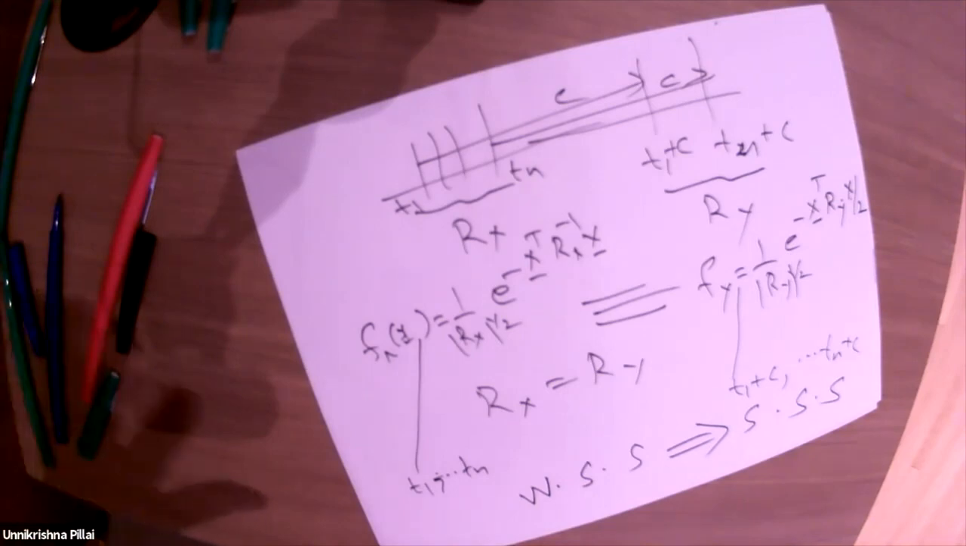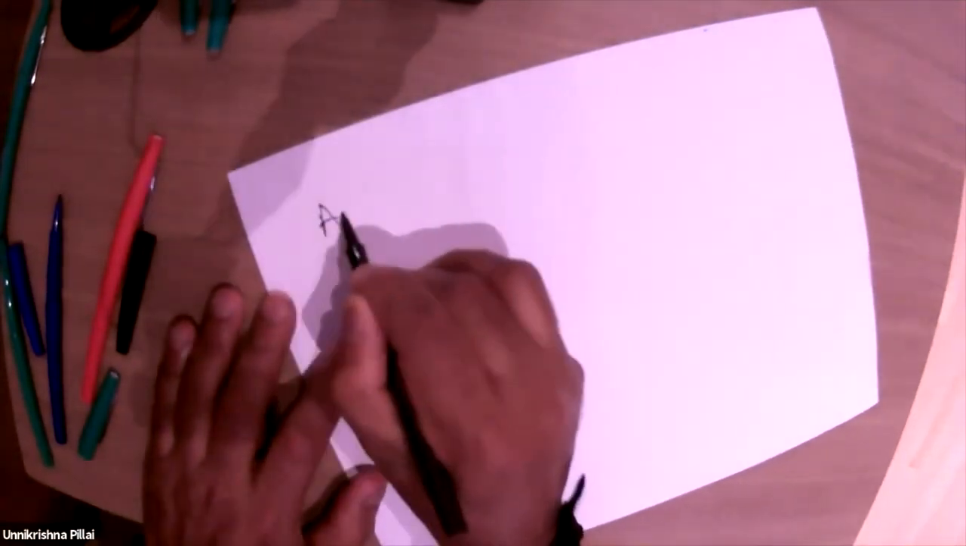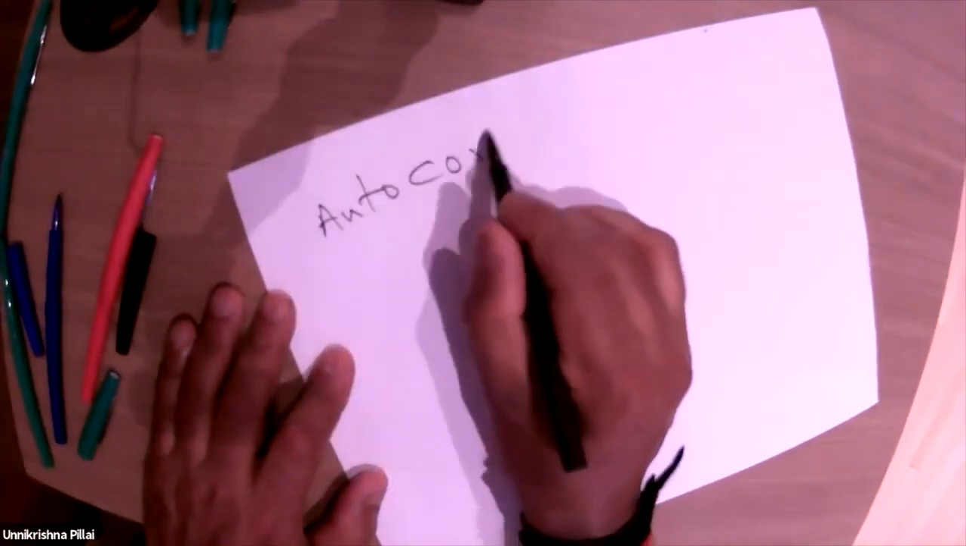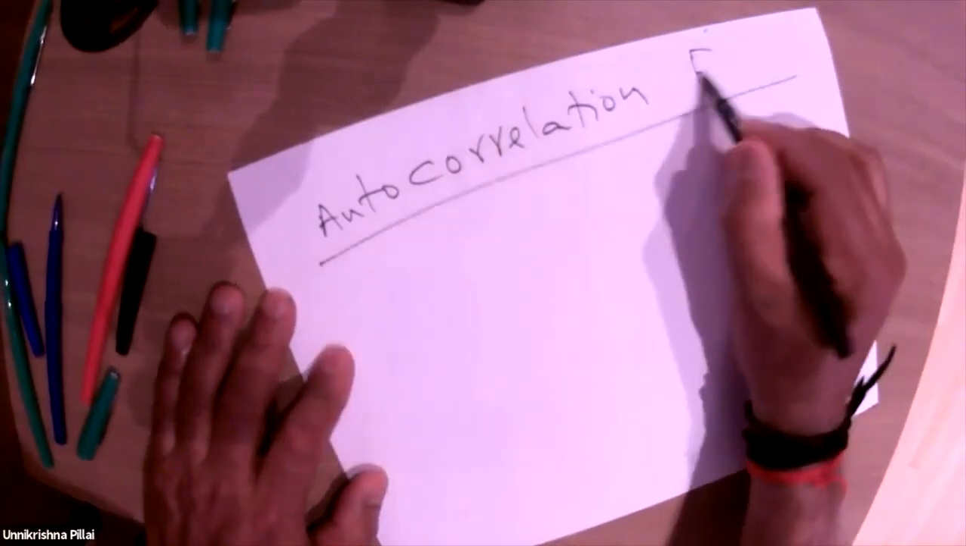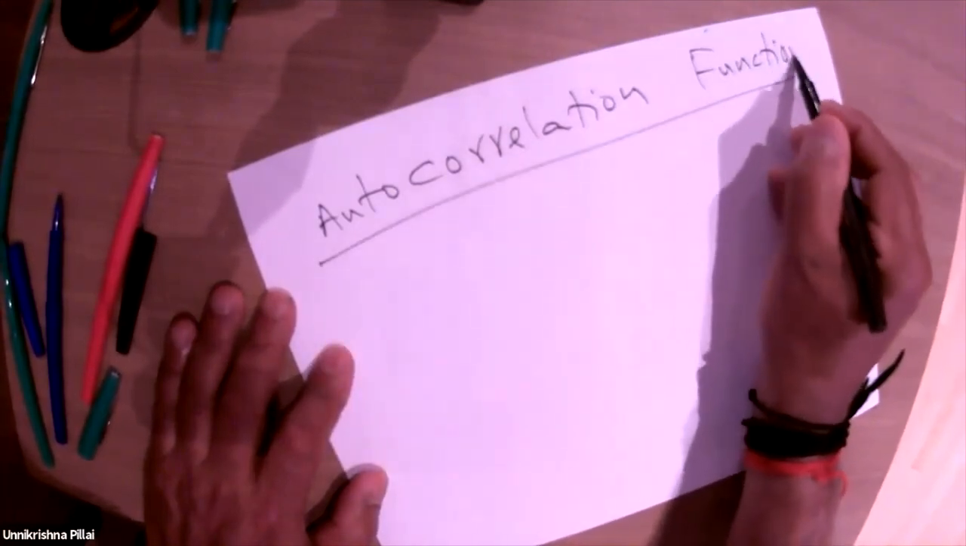So we discussed the characterization of the stochastic process through its density functions and also through mean and autocorrelation function. And then we discussed the strict sense stationary processes and wide sense stationary processes. So autocorrelation function is a key relation. Mean only can tell you so much. So let me look at the autocorrelation function a little more.